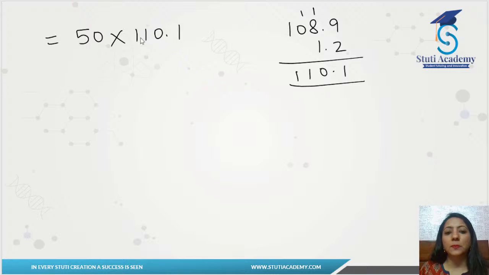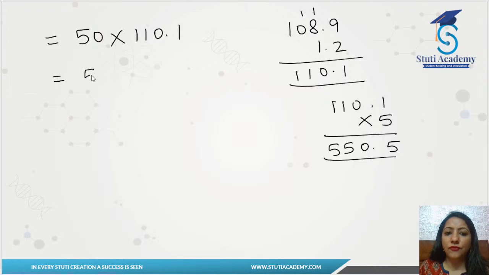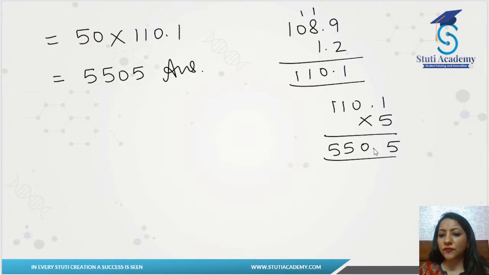Now I'm going to multiply this 110.1 by 50. So it's 110.1 into 5. Let's see how much we get. So this would be 550.5. Please notice I've shifted this decimal one place towards the right because I was supposed to multiply with 50. I've multiplied by 5 for my convenience, and then multiplying further by 10 will shift the decimal to the right hand side. That's how we've got 5505, the final answer. That's a whole number in this case.